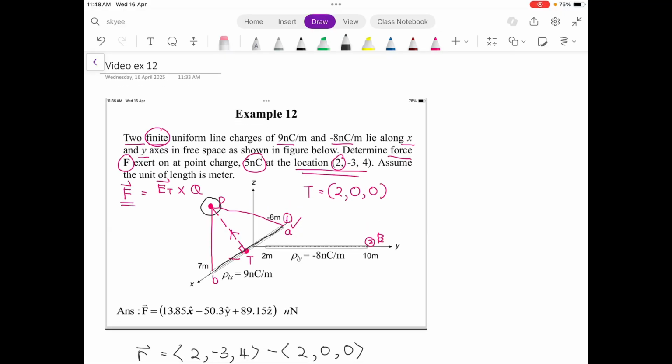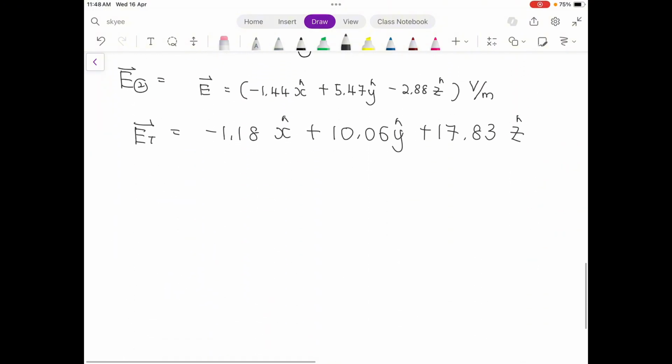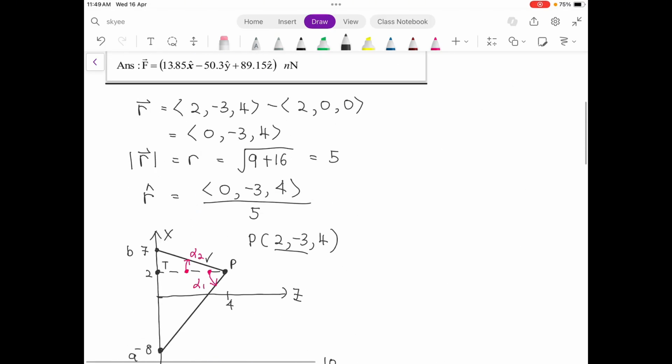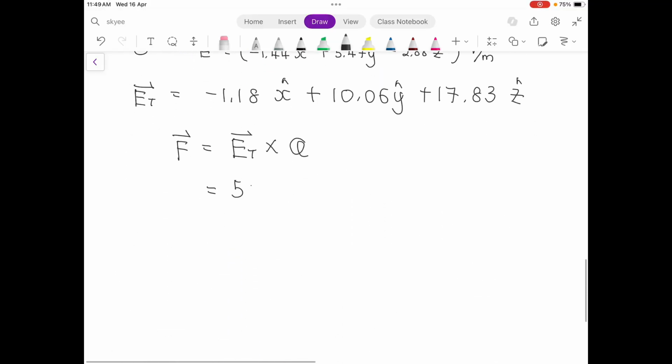Now imagine I suddenly top up these positions with a point charge, which is 5 nanocoulombs. You are going to find the force acting on this point charge. The formula that you have to use is getting the E total and multiplying with the magnitude of the Q. So the magnitude of the Q is what again? 5 nano.